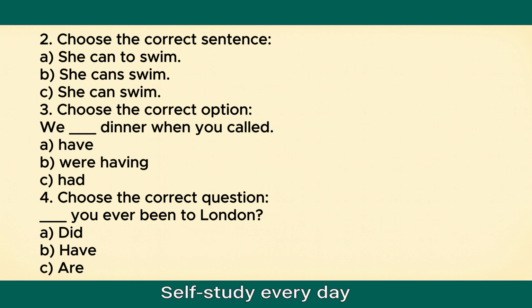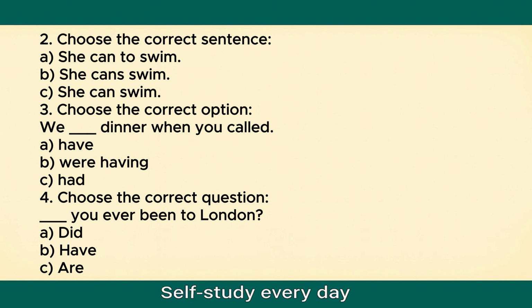A. She can to swim. B. She can swim. C. She can swim. 3. Choose the correct option. We blank dinner when you called. A. Have. B. Were having. C. Had. 4. Choose the correct question.